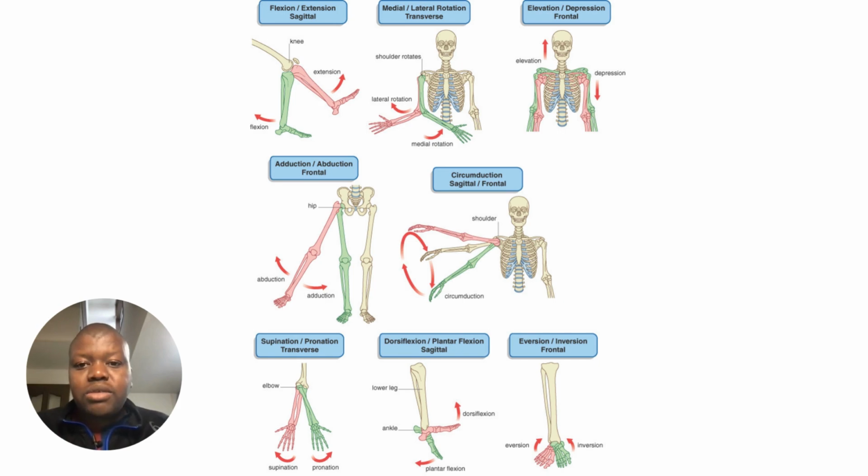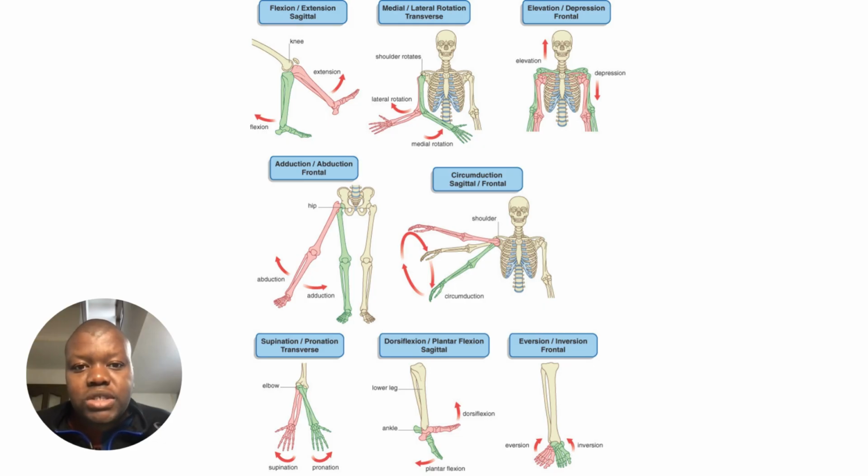In closing, some of the other movements of the joint include flexion and extension of the knee or the elbow or the wrist. Then there is medial and lateral rotation of the shoulder. So lateral rotation is the outside rotation of the shoulder. Medial rotation is the inward rotation of the shoulder.